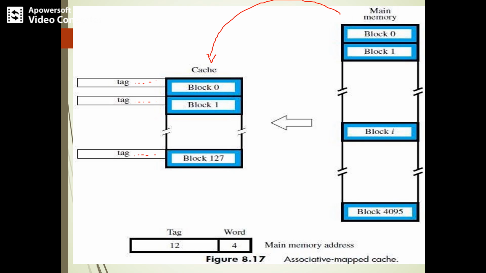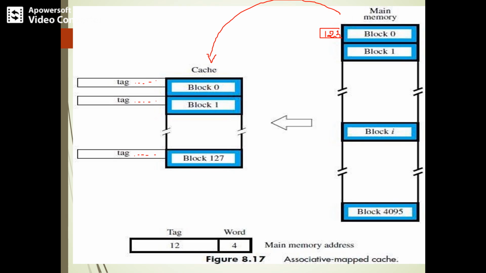Suppose block 0 needs to be mapped into the cache. I'll take one condition here. The block 0 needs to be mapped into the cache, and at that instant the tag bit will be assigned. Suppose I take the tag bit as 1, 2, 3. The processor will issue the tag bit value 1, 2, 3 to block 0.